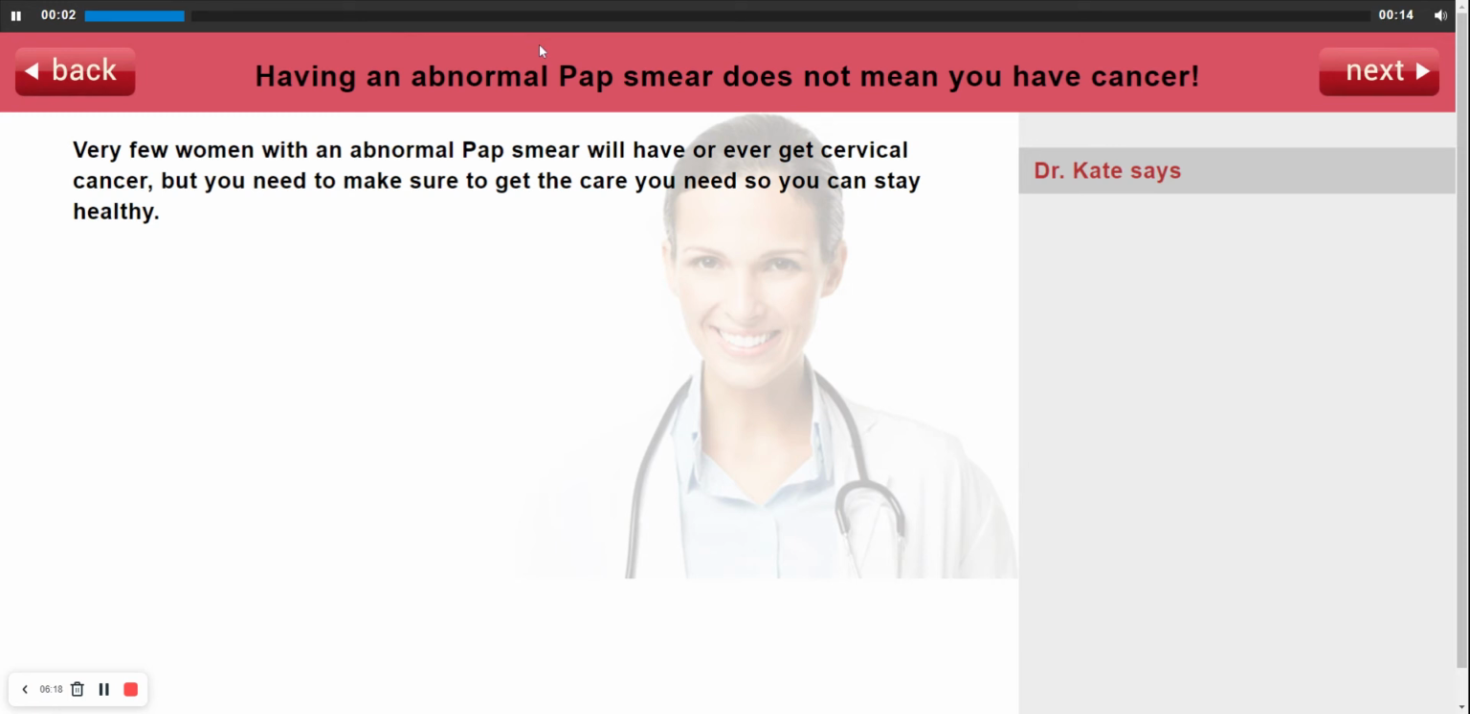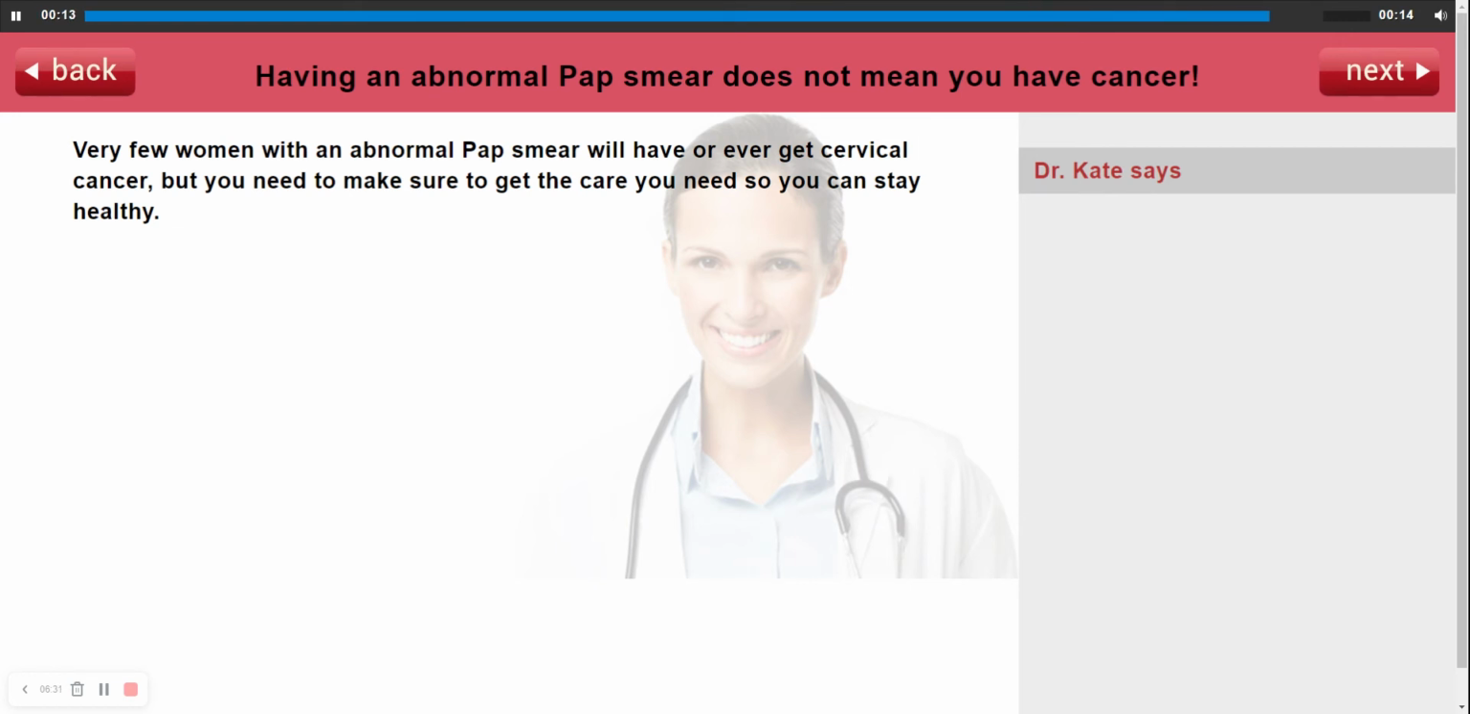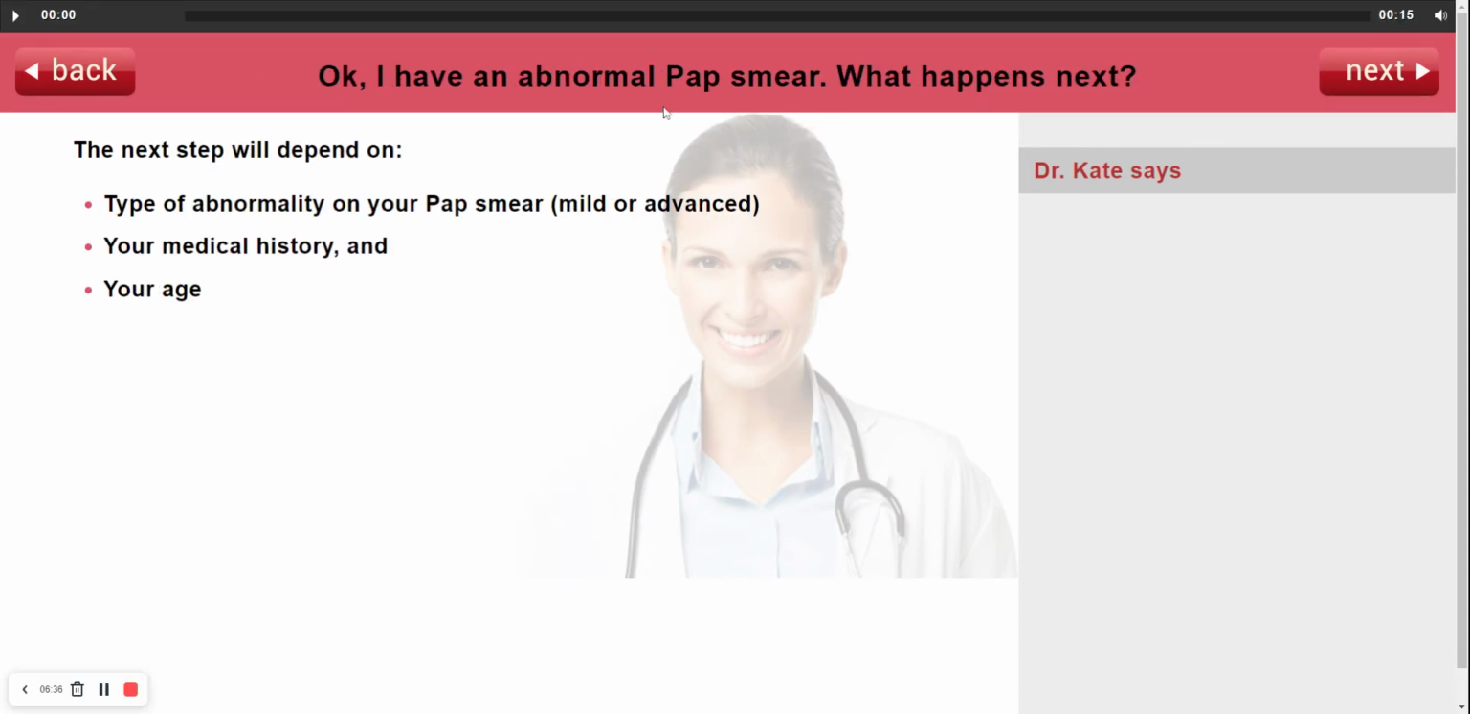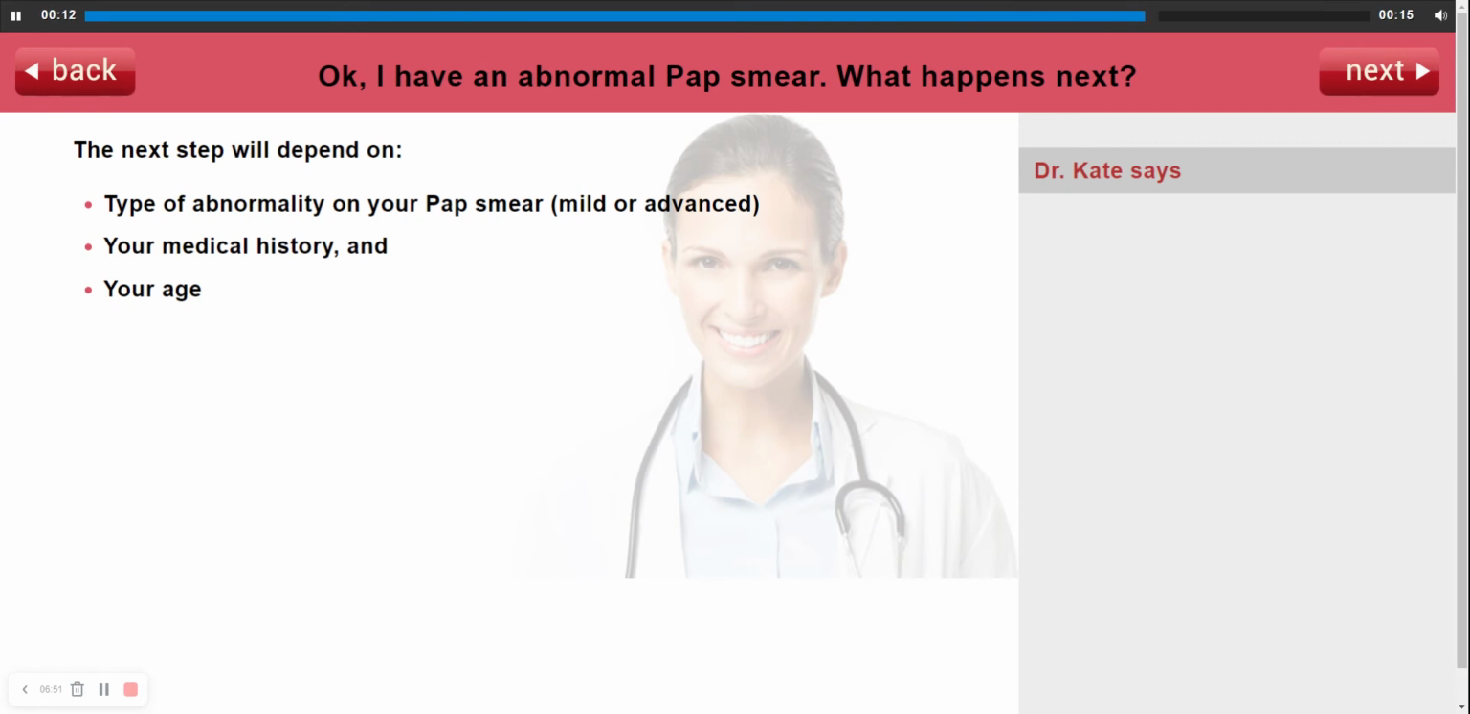Having an abnormal pap smear does not mean you have cancer. Very few women with an abnormal pap smear will have or get cervical cancer, but you need to make sure you get the care you need so you can stay healthy. Okay, I have an abnormal pap smear. What happens next? The next step will depend on the type of abnormality on your pap smear, mild or advanced, your medical history, and your age.